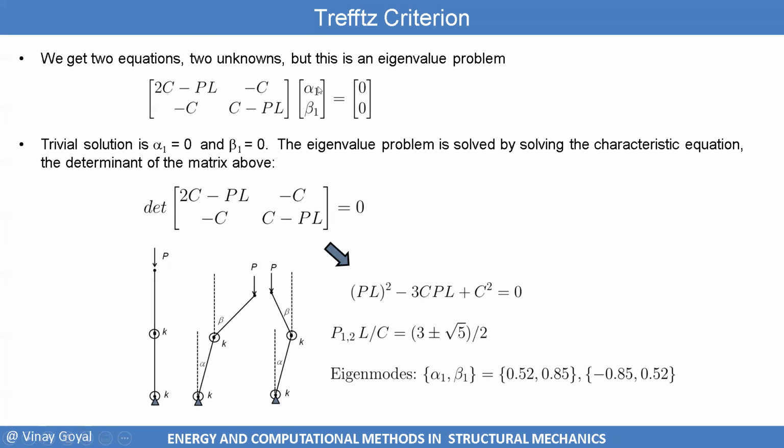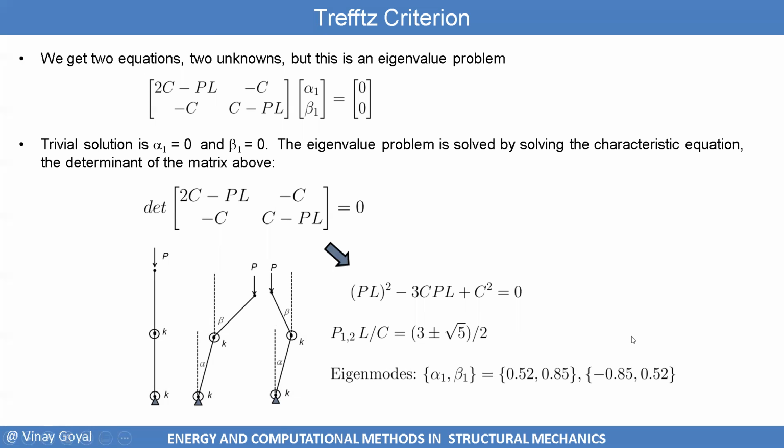And the trivial solution is alpha 1, beta 1 equals 0. And the other solution is for this determinant to be equal to 0. And when I do that, I can find the determinant, and I find the critical loads at which buckling could occur. And I find these values, but I also find the eigenmodes, the values of alpha and beta that will give you this exactly to 0.